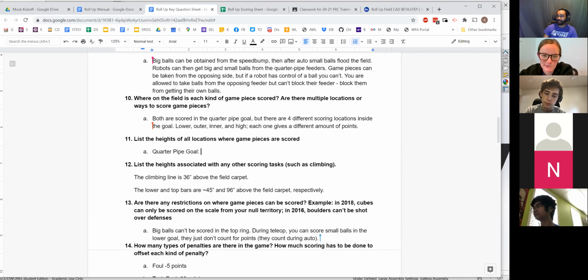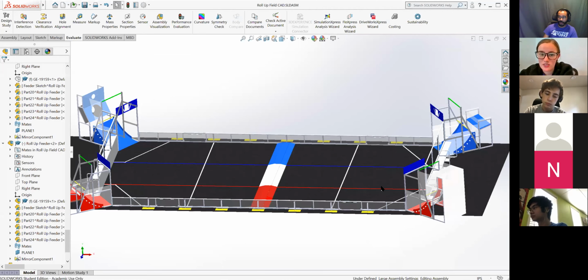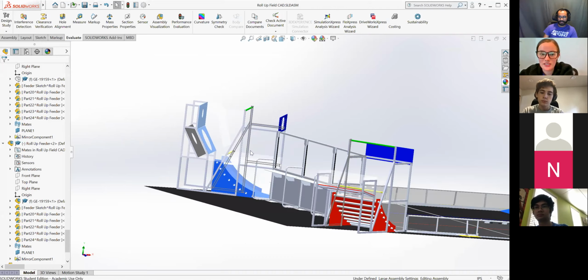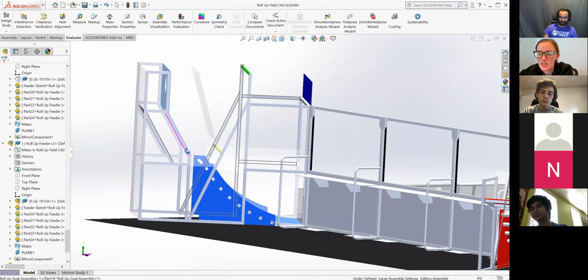I don't actually think the heights are in the manual. That's one of the things we probably should figure out. It's also really weird to even describe heights here, right? I know. It's a super weird thing to describe.